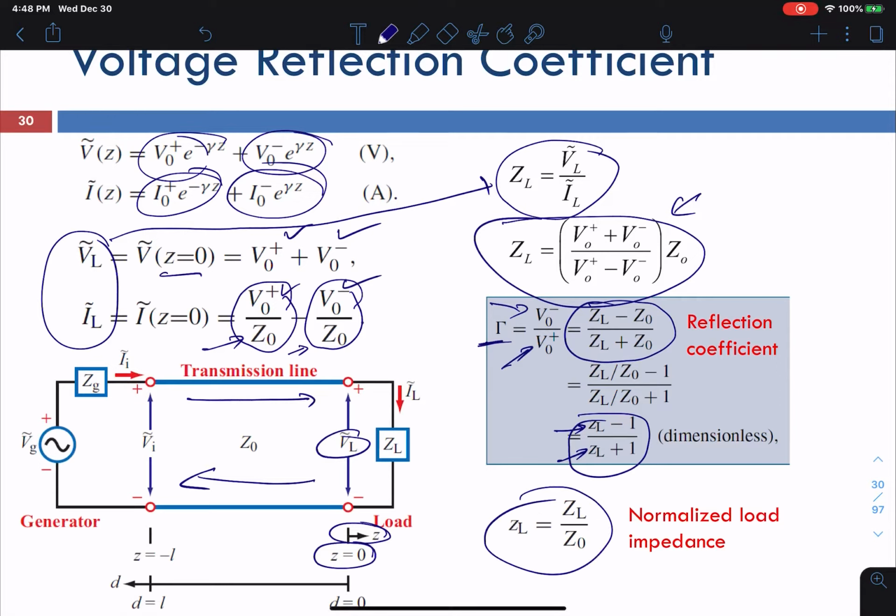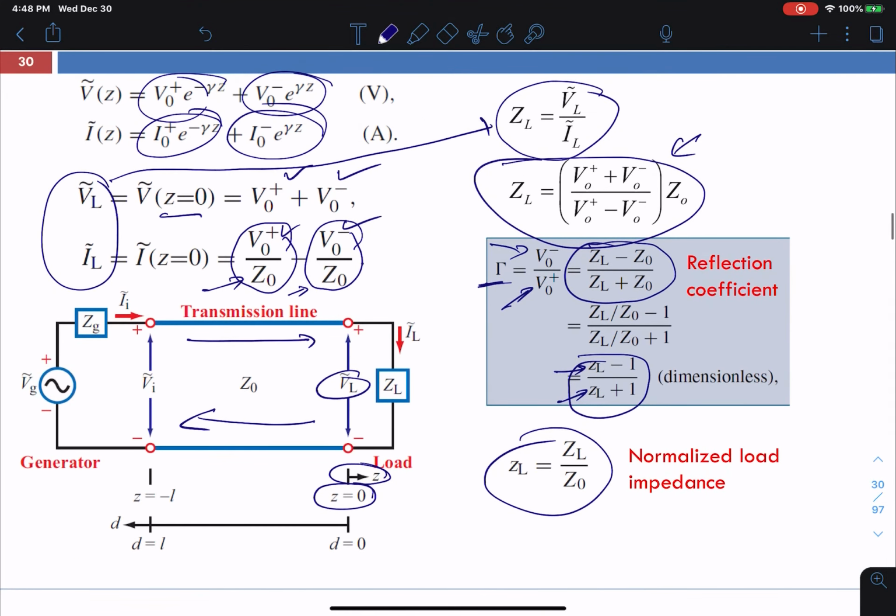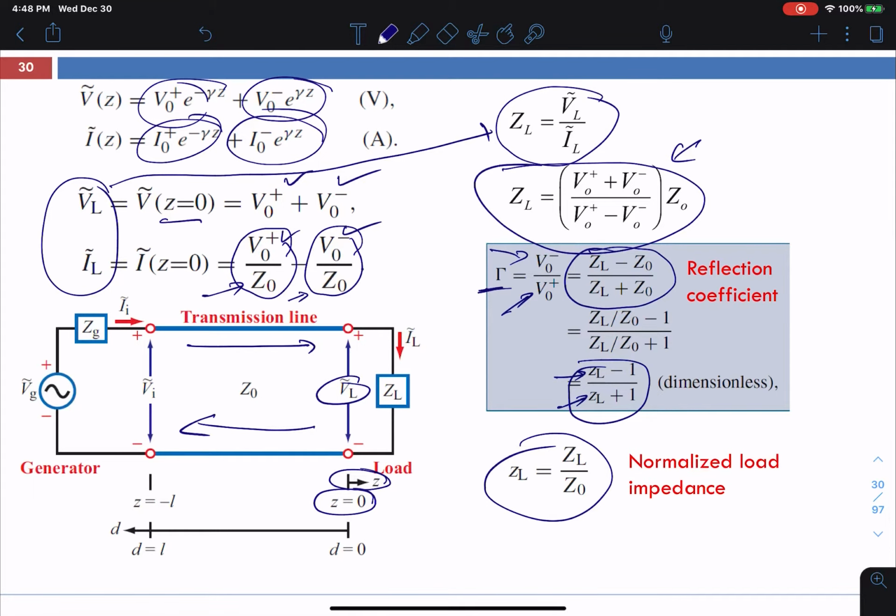So now, if you look at here, let's come back over here. Z0 is the characteristic impedance of the line. So if your load and the characteristic impedance of the line are both equal to each other, you have a load that's the same as your characteristic impedance. Look at what's happening here. ZL equal to Z0, then your reflection coefficient becomes 0.